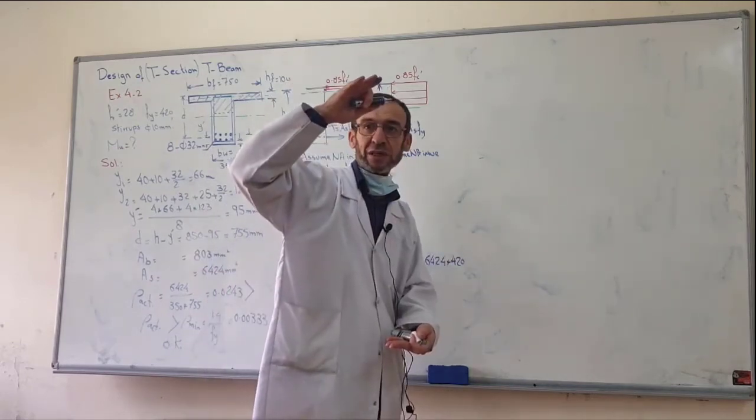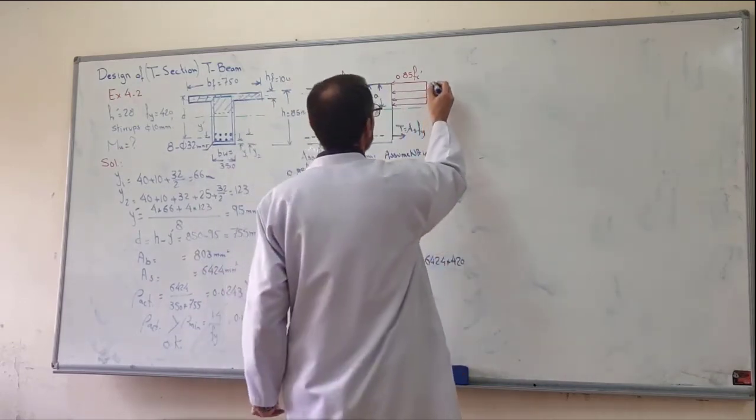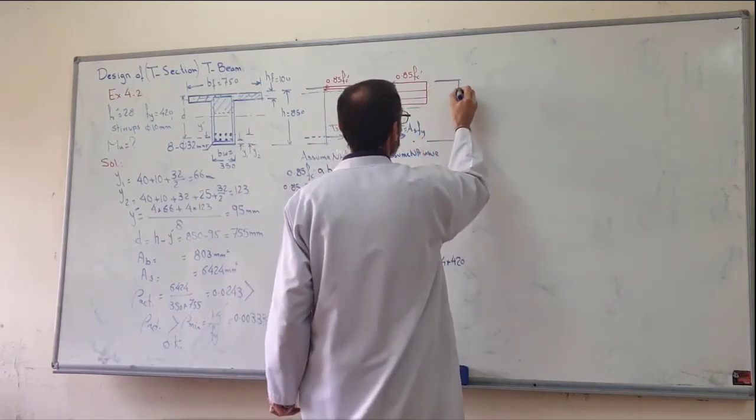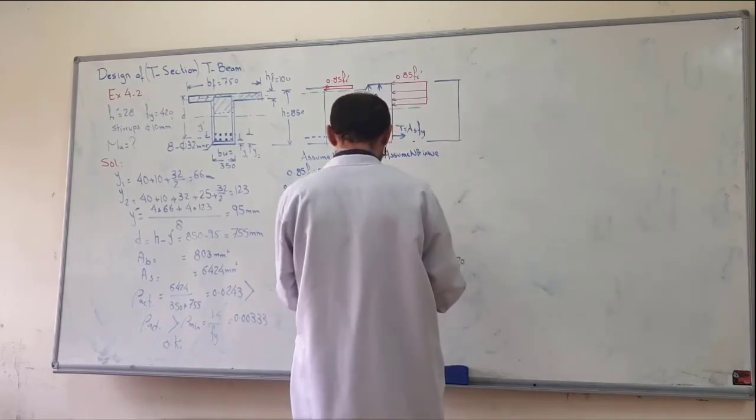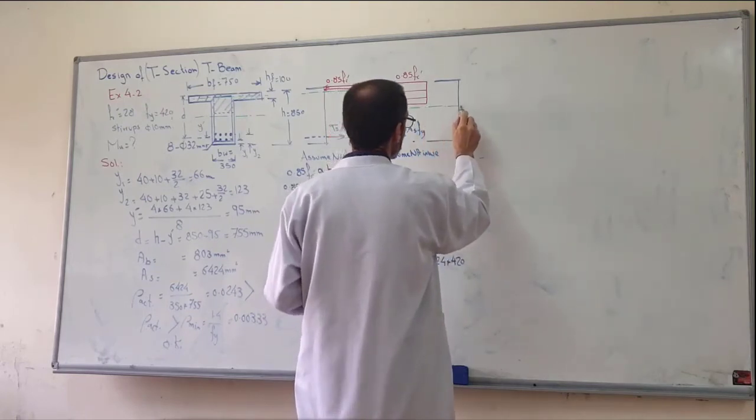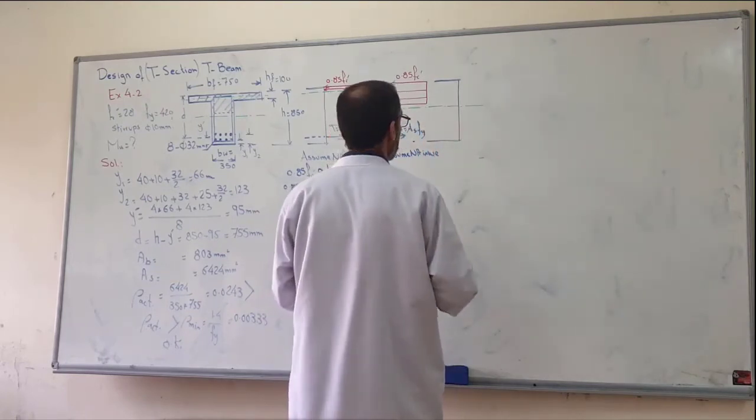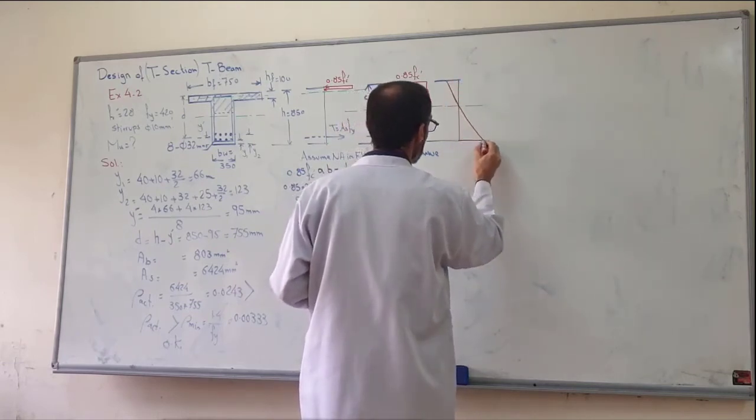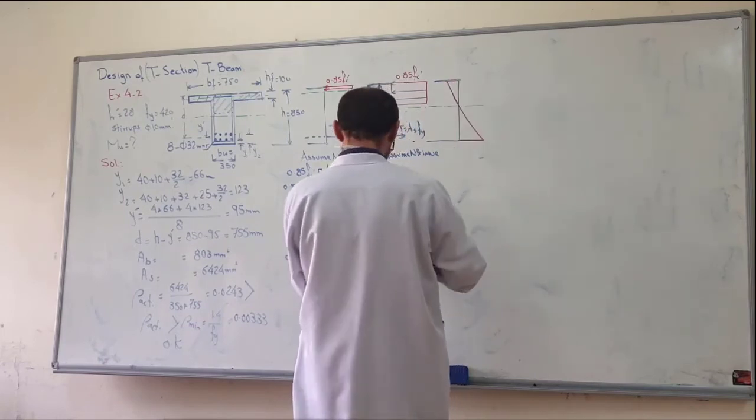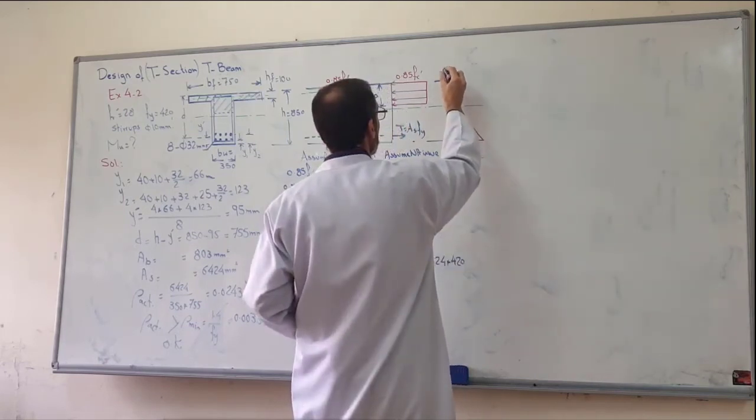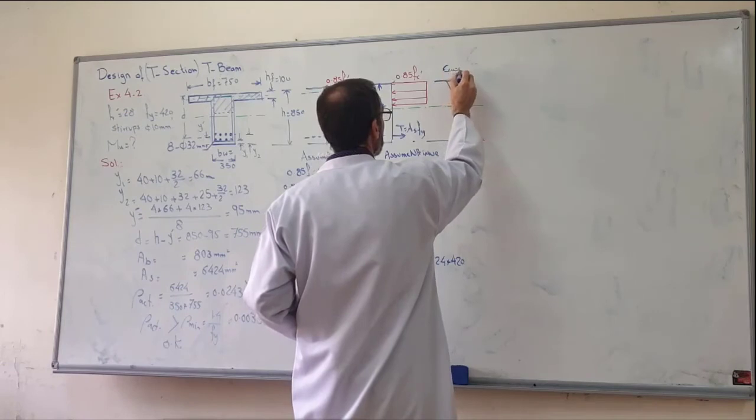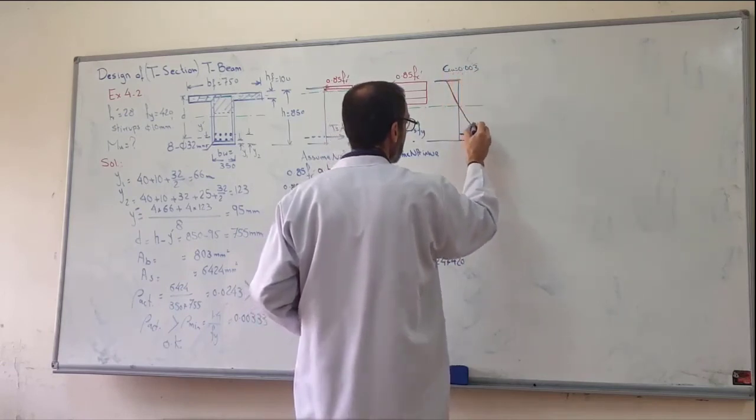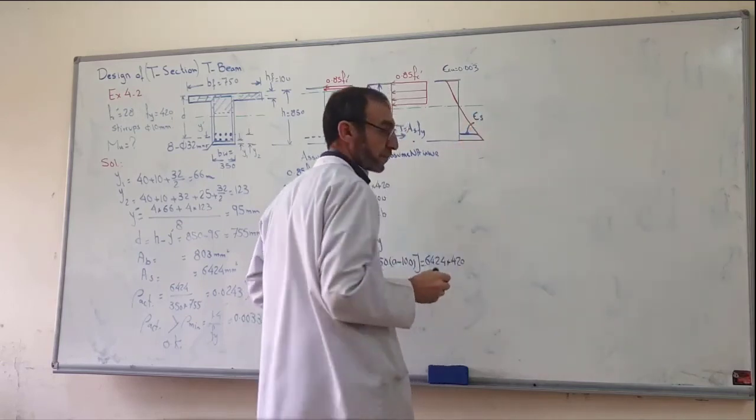We depend on the strain distribution similar to the rectangular chapter. Strain distribution. This is strain distribution. This is strain in the concrete, 0.003. Well, this is strain inside the steel, epsilon S.